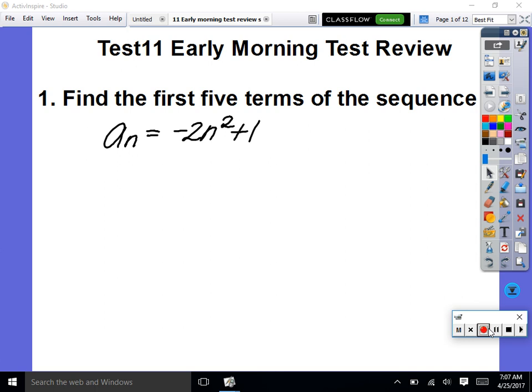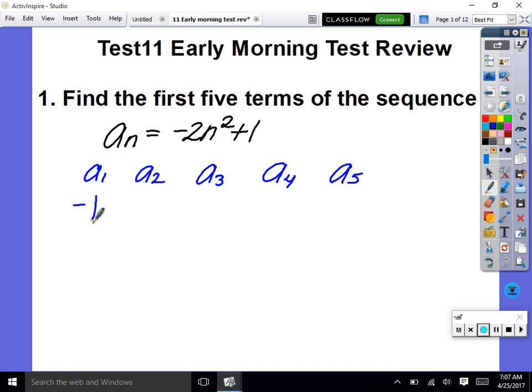Okay, so the first thing it's going to ask you is find the first 5 terms of the sequence. These are the easy ones, so all you have to do is plug in. You're trying to find a sub 1, a sub 2, a sub 3, a sub 4, a sub 5. So you just plug in a 1. This would be negative 2 times 1 squared, which is negative 2 times 1, which is negative 1, right? You just plug it in.